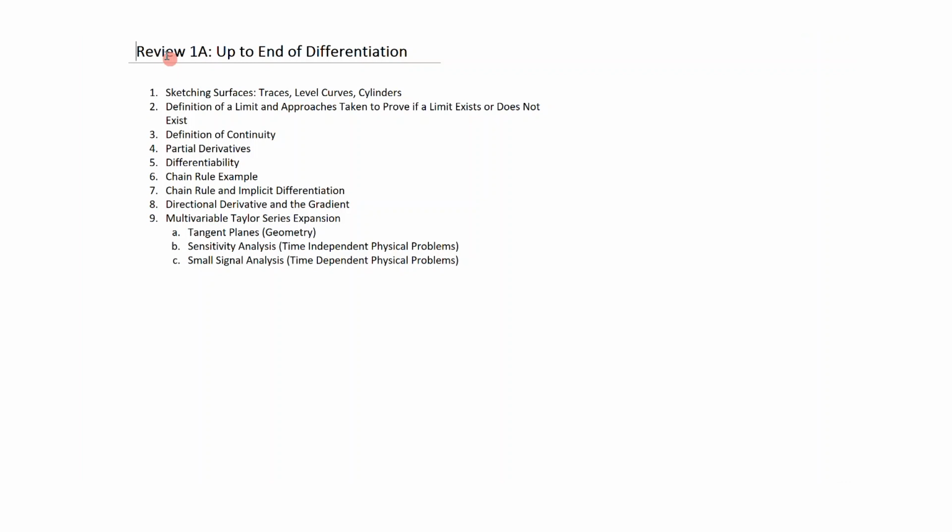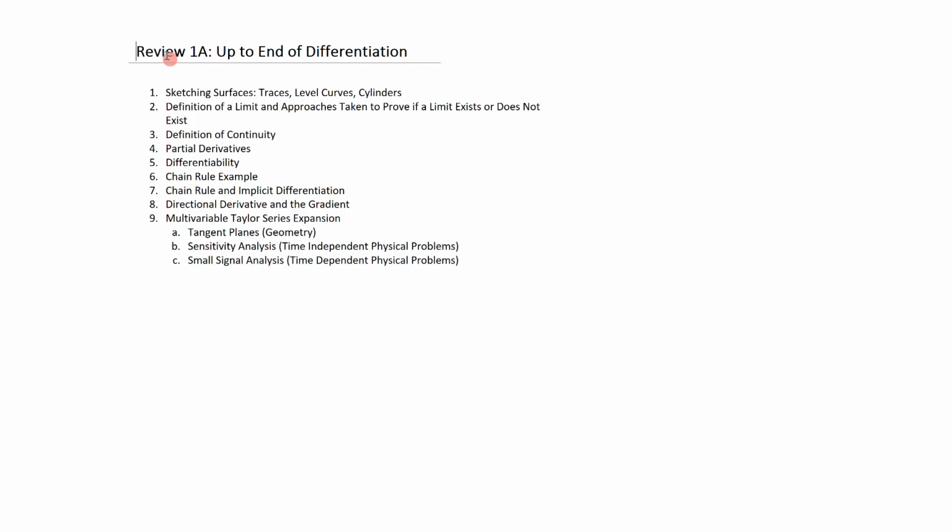And we looked at the definition of a limit and the various approaches taken to prove if a limit exists or does not exist. That led us into the definition of continuity of multivariable functions. And then we looked at the notion of partial derivatives and also directional derivatives. Partial derivatives exist in the context of multivariable calculus, but they did not exist when we were dealing with single variable calculus. And then that naturally led to the notion of differentiability when we're dealing with multivariable calculus.